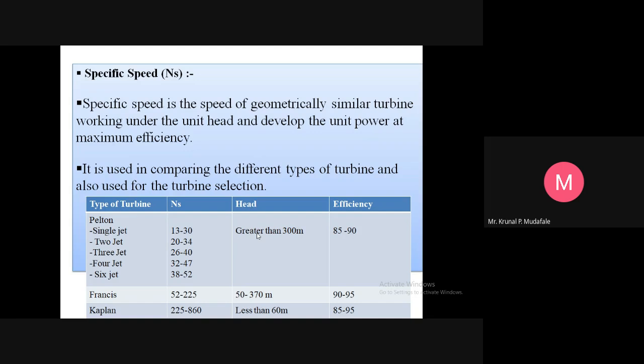So whatever we consider for maximum efficiency is called the specific speed, also called the average speed. It is used in comparing the different types of turbine and also in turbine selection. So what are the different parameters? The specific speed, the head and the efficiency: what type of turbine will be available.